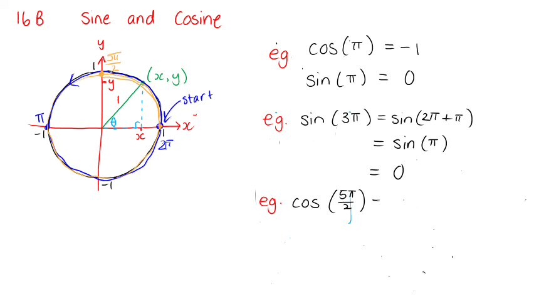Okay, so this is saying the same as cosine 2 pi plus pi on 2, because 5 on 2 is 2.5. Which we say is equivalent to just that bit, because the 2 pi just cycles back to the start. And then cosine is just our x value at pi on 2, which is 0.